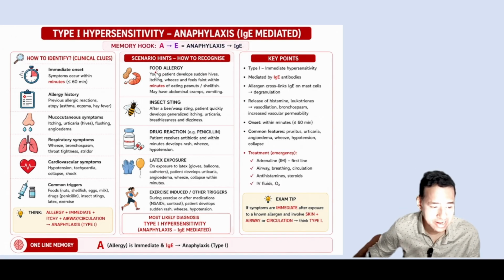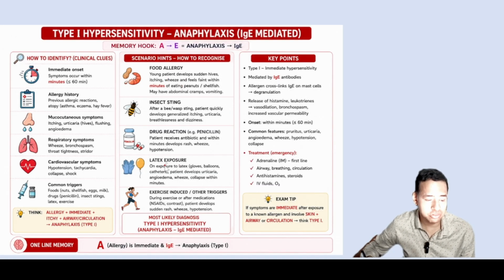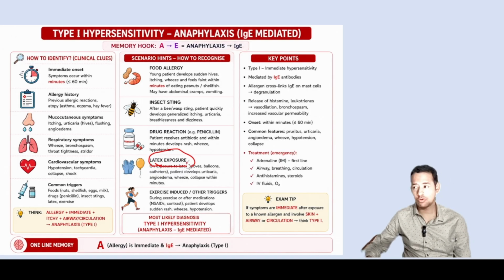The main scenarios the examiner provides are food allergy, bee sting or scorpion sting, or drug reaction with penicillin. In MRCS-like exams, they focus more on latex exposure. Latex exposure can be seen in both type 1 hypersensitivity reaction and type 4 hypersensitivity reaction. I will be discussing the main differences later on.